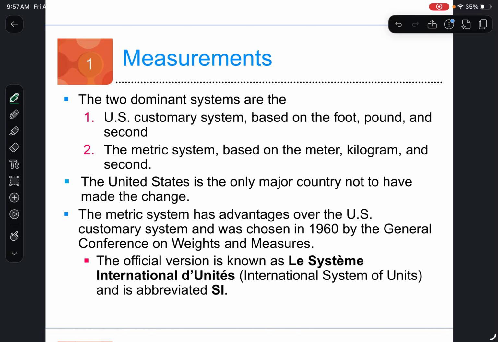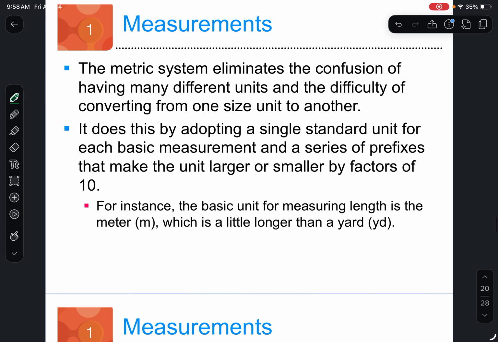The United States is the only major country that has not made the change to the metric system. And the metric system does have some advantages over the system we use in the U.S. The official version is known as the International System of Units, which is abbreviated SI. So one thing with the metric system is it eliminates the confusion of having different units and also the difficulty you will find when you convert from one to the other.